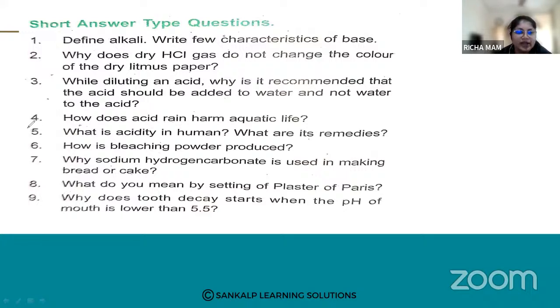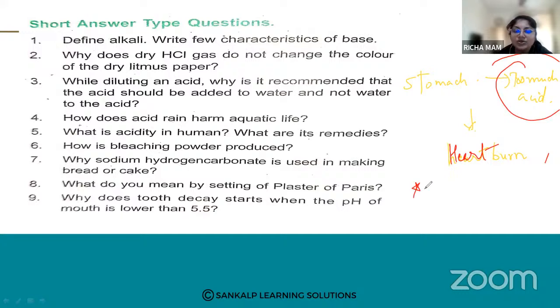Acidity is when more acid than usual is produced in the body, especially in your stomach. When too much acid is produced in your stomach, it leads to heartburn, where you get a burning sensation, and some other symptoms will be there. So how does this too much acidity occur? It is when you eat more spicy food.